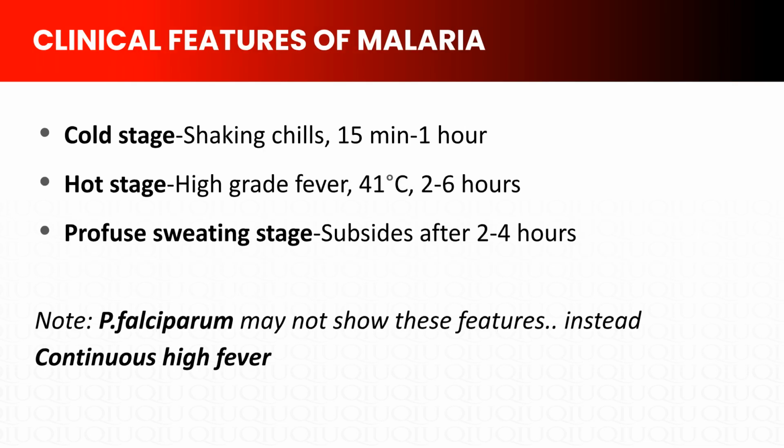The classic malarial paroxysm consists of 3 distinct stages. First, the cold stage involves shaking chills lasting 15 minutes to 1 hour. Patients feel intensely cold despite rising body temperature. Second, the hot stage features high-grade fever reaching up to 41 degrees Celsius, lasting 2 to 6 hours. Finally, the profuse sweating stage occurs as fever subsides over 2 to 4 hours, leaving the patient exhausted.